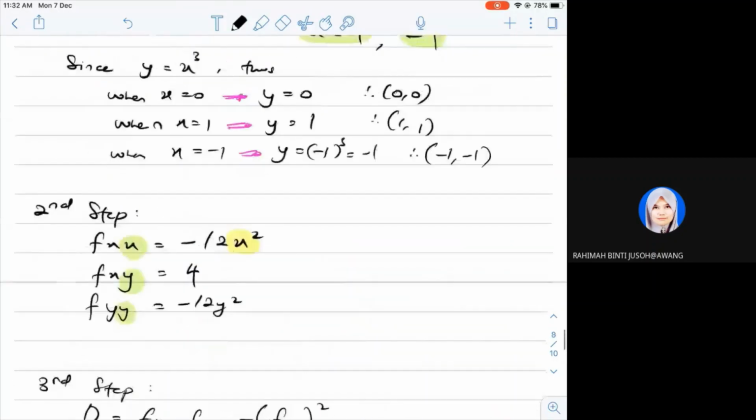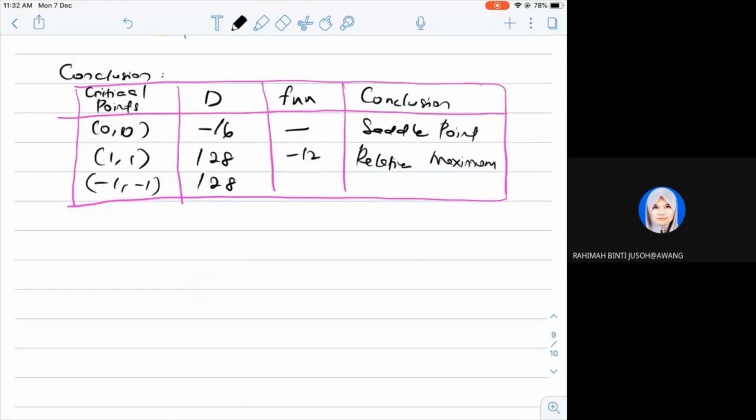Okay, what happened to fxx? Substitute negative 1 squared, which becomes positive. Positive times negative becomes negative. So again negative 12, and we will get the same conclusion: relative maximum. Is this answer correct?